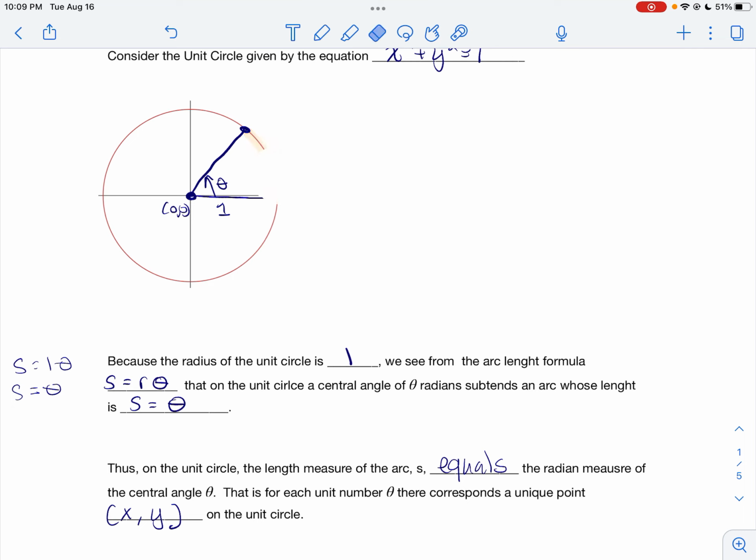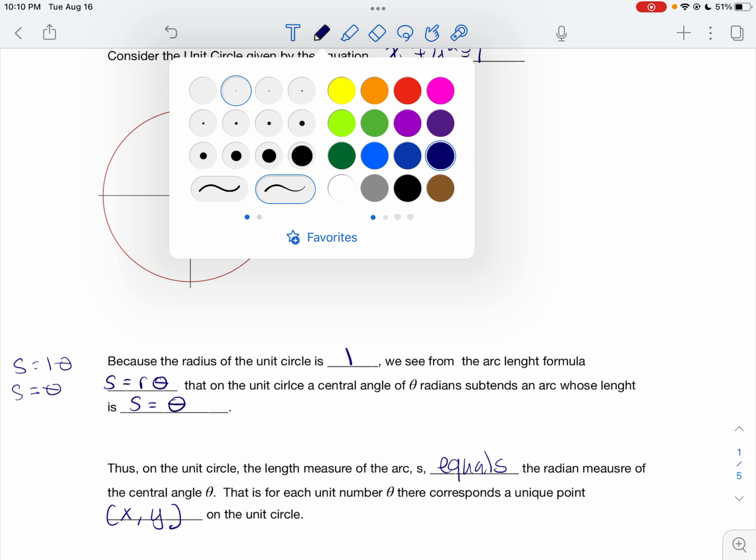Now, how does that help us? So let's say we're looking at this angle theta here. Somewhere that corresponds to this arc length that has a length of theta, there is a point (x, y) on the unit circle. And that's the dot that I have highlighted here. That's our point (x, y). Now we can use this information and our knowledge of the unit circle to figure out trigonometric relationships of this point (x, y). So how do we do that?